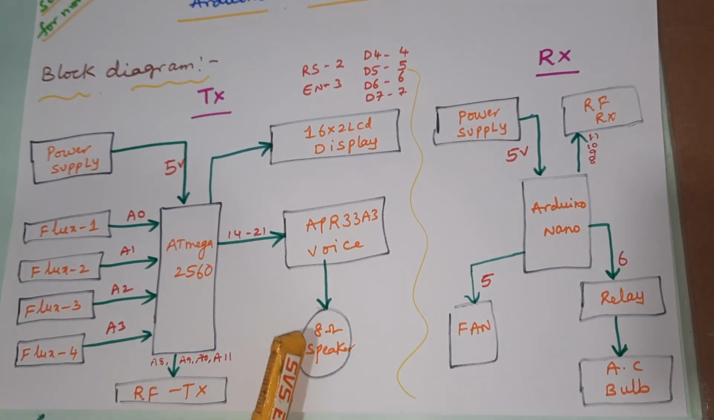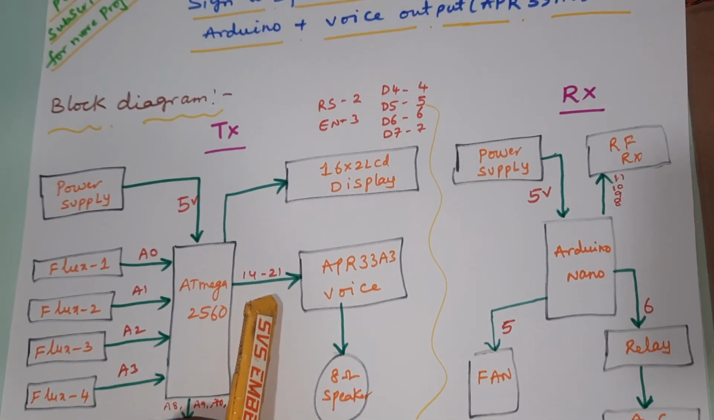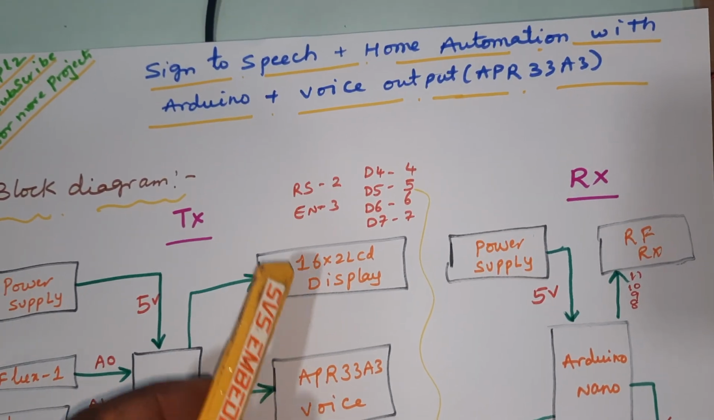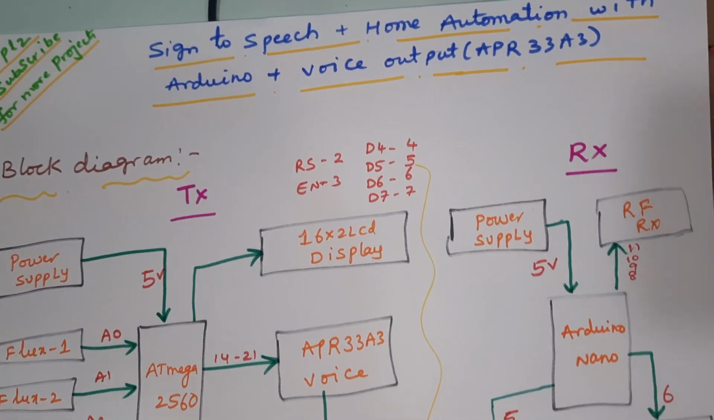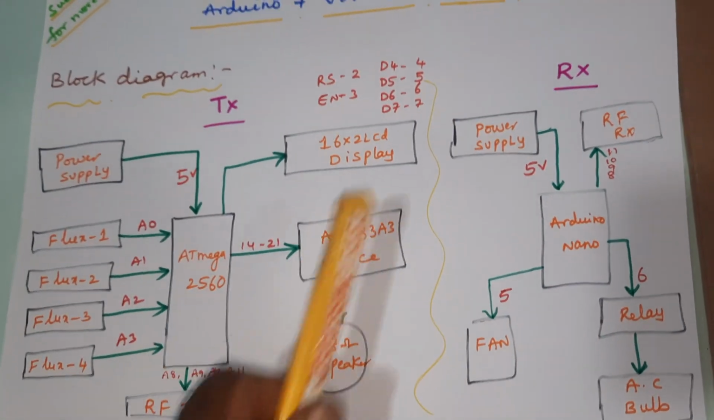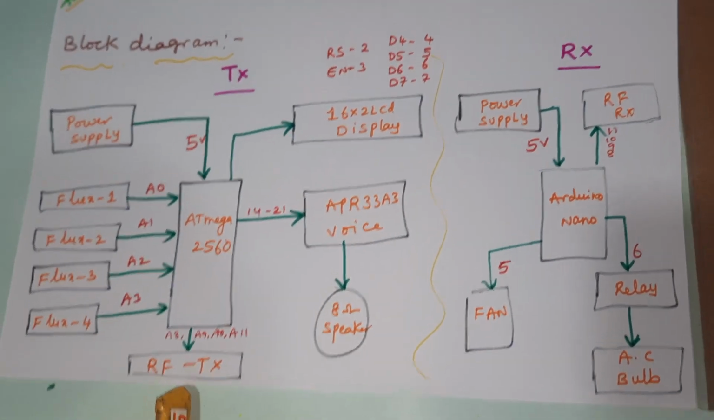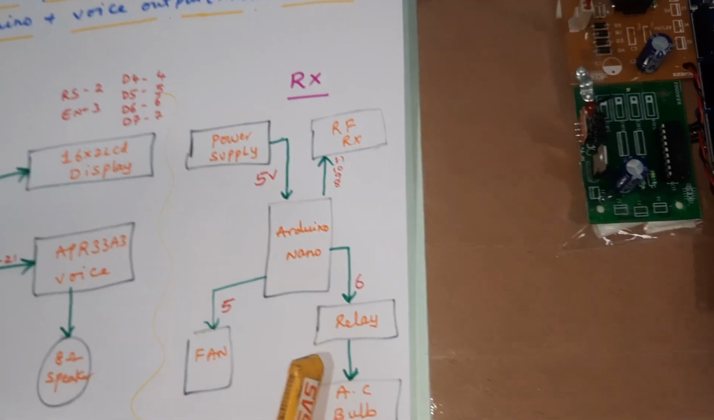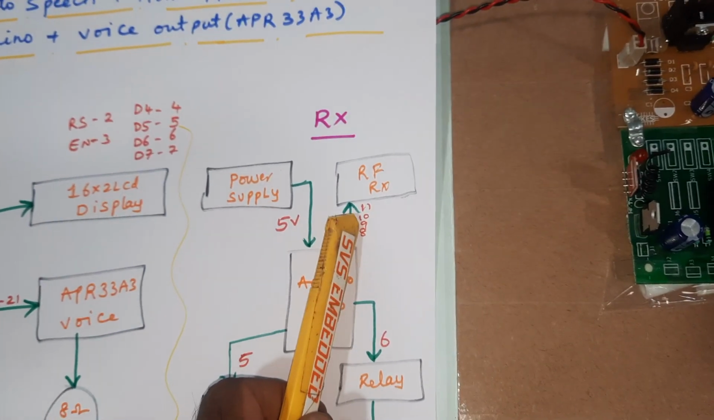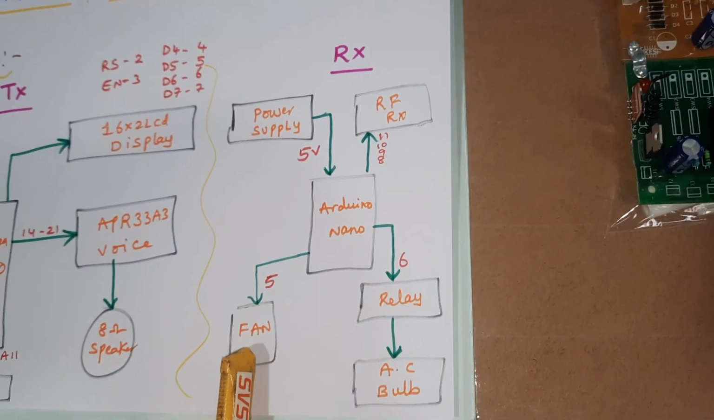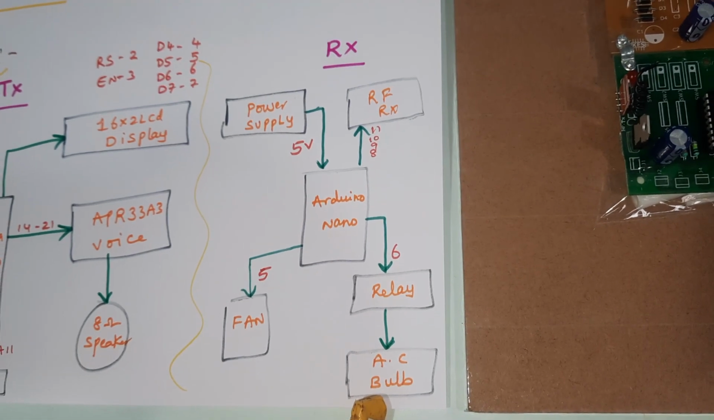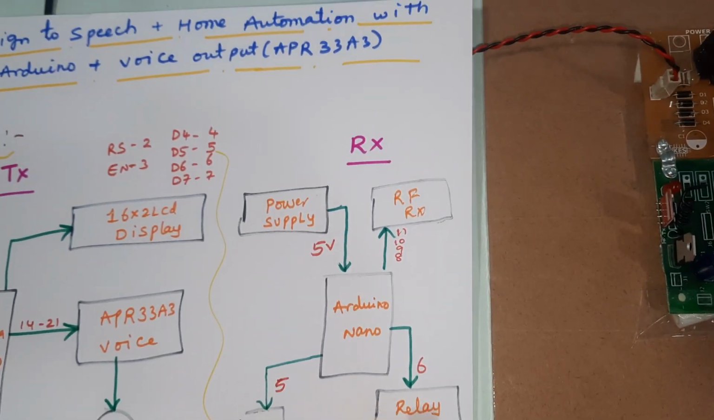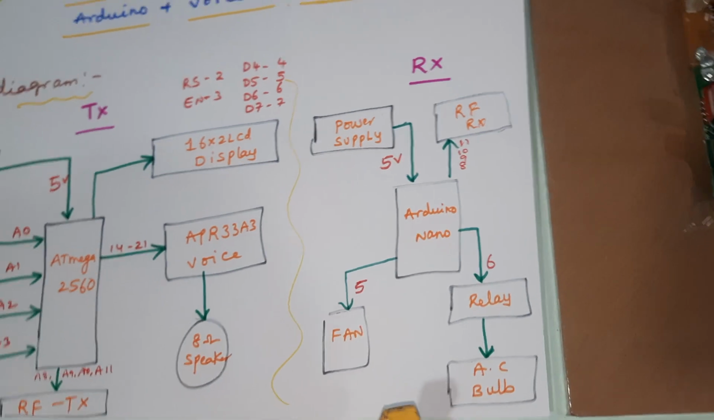The voice output module is connected to GPIO pins 14 to 21, and the 16x2 LCD display uses RS, enable, D4, D5, D6, D7. This is the entire transmitter part with the RF transmitter unit. The receiver part consists of an RF receiver module, 433 MHz, with a fan and an AC bulb. Here we are using an Arduino Nano, or whatever you may use.